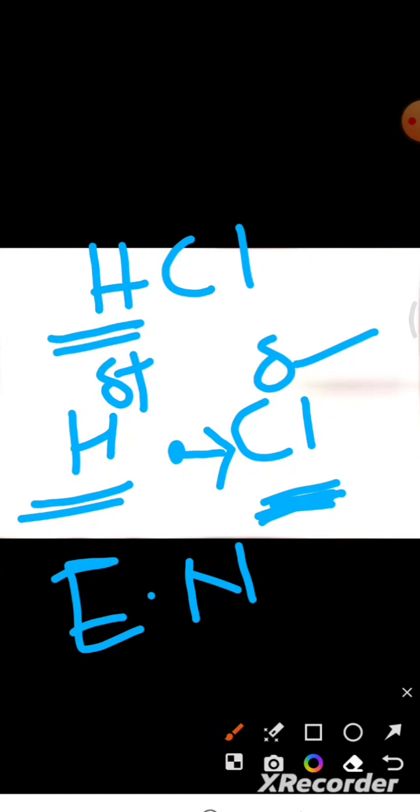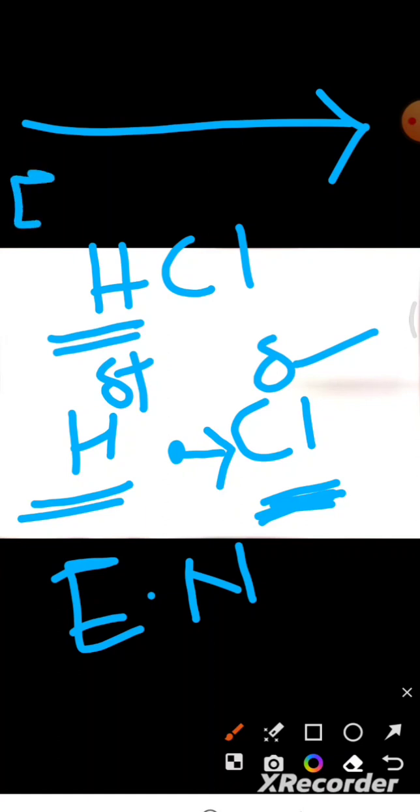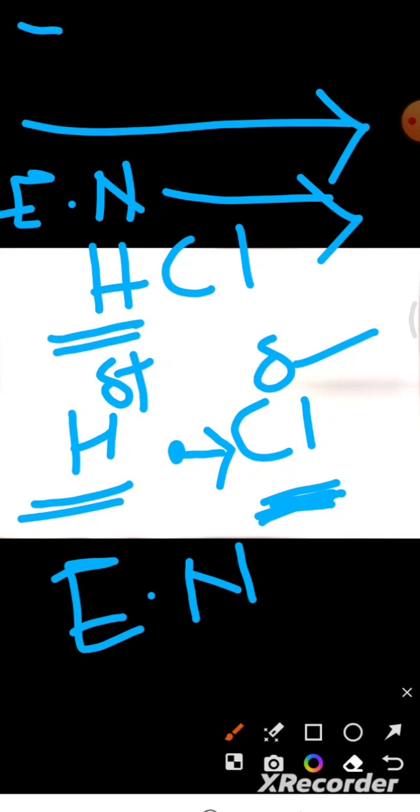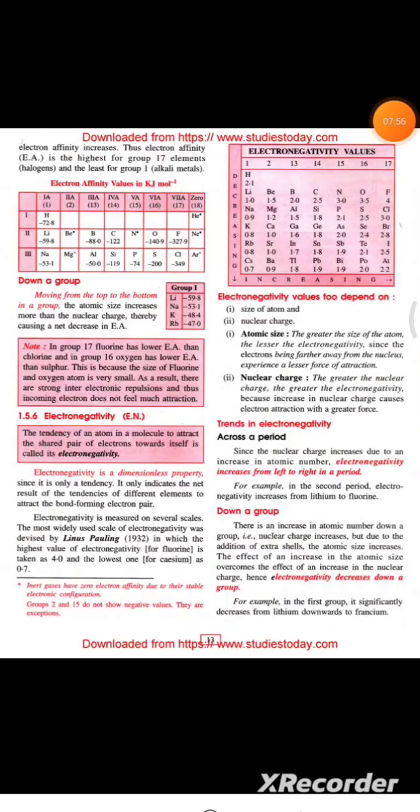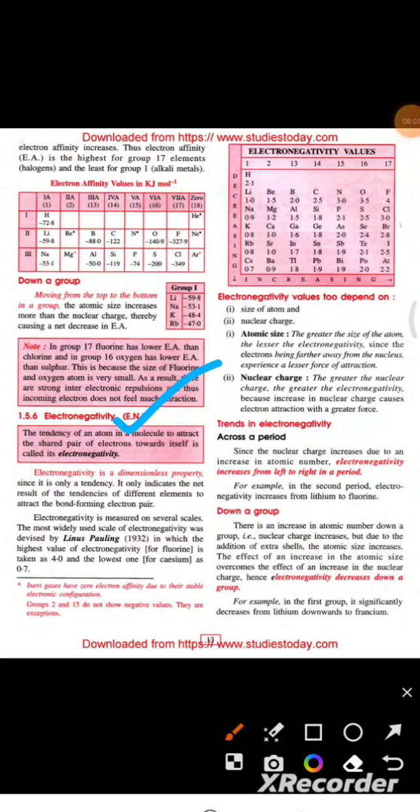And you know your atomic size decreases across a period. So what will happen here? Electronegativity will increase across a period, because you know the left side is completely metals and the right side is completely non-metals. So let us see what is given in your book. Look here, students. The tendency of an atom in a molecule to attract the shared pair of electrons towards itself is called electronegativity. Some electronegativity values are given, you see.